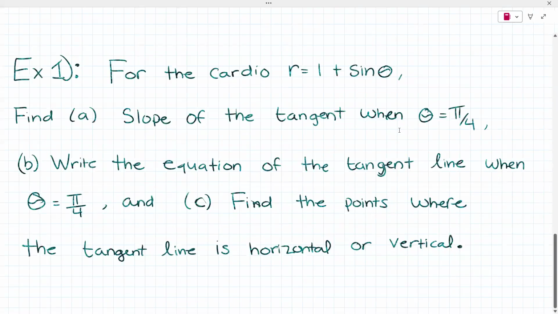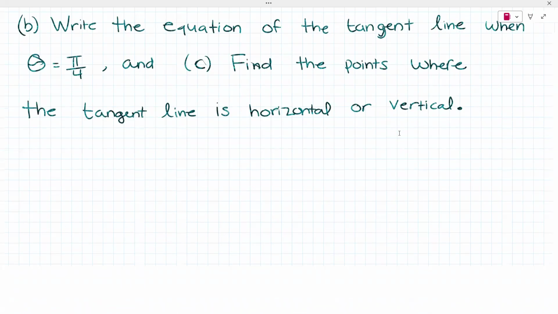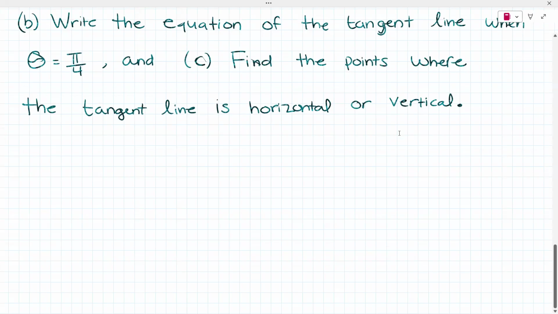Okay, so example 1 says for the cardioid r equals 1 plus sine theta, find A, the slope of the tangent when theta equals pi over 4. Find B, write the equation of the tangent line when theta equals pi over 4. And part C says find the points where the tangent line is horizontal or vertical. Okay, so let's do part A, where they're saying find the slope of the tangent line when theta is pi over 4.